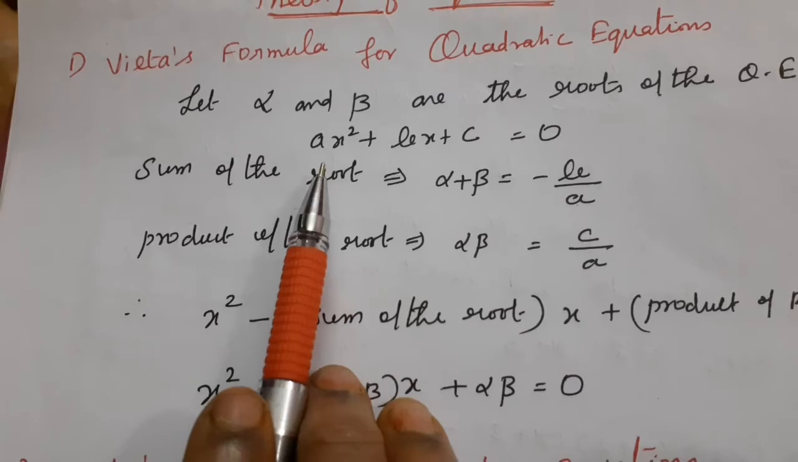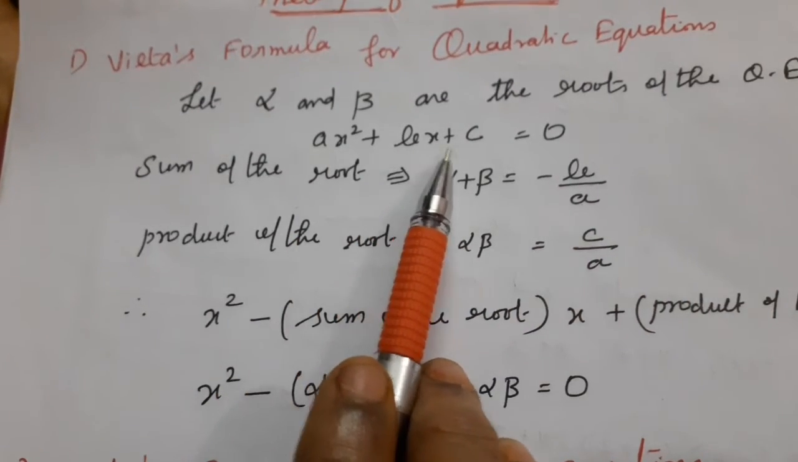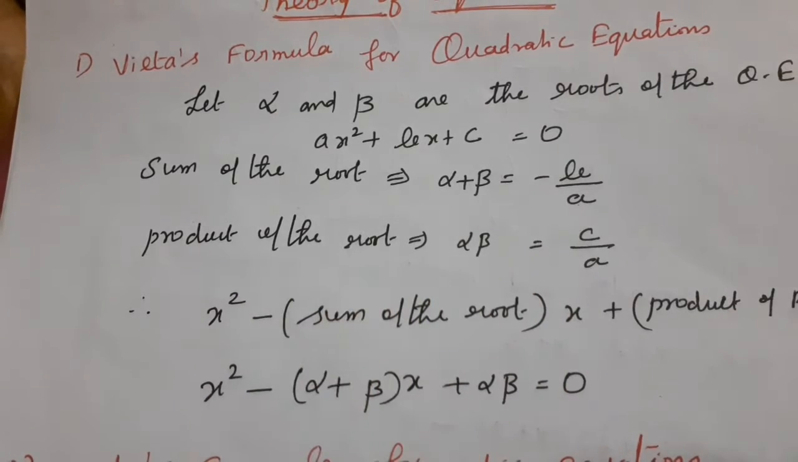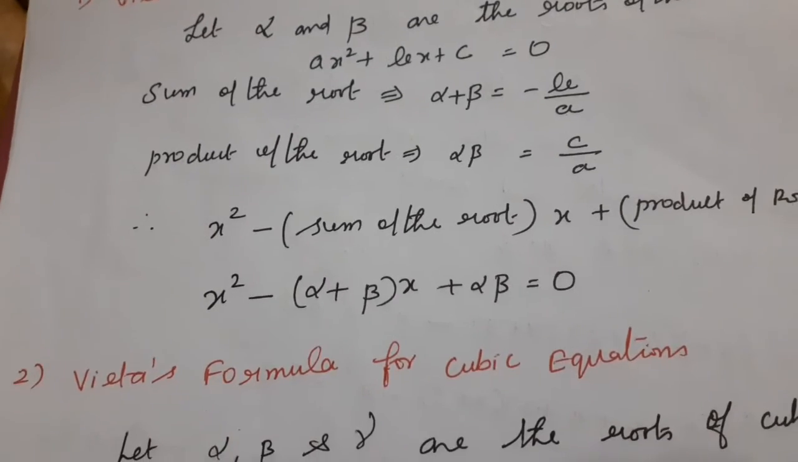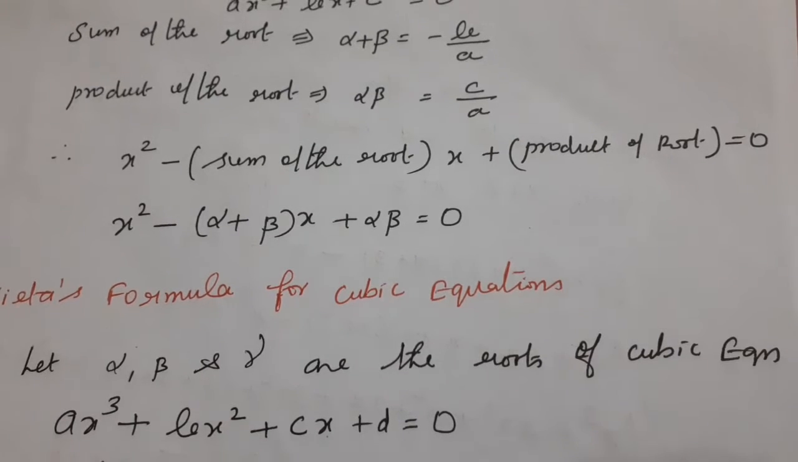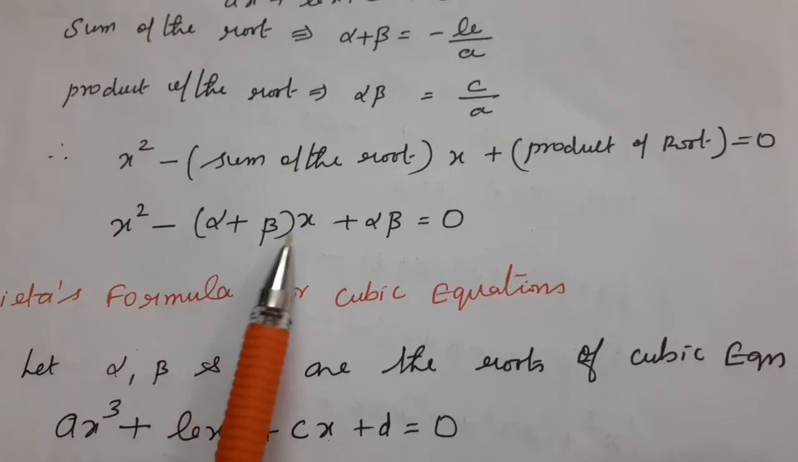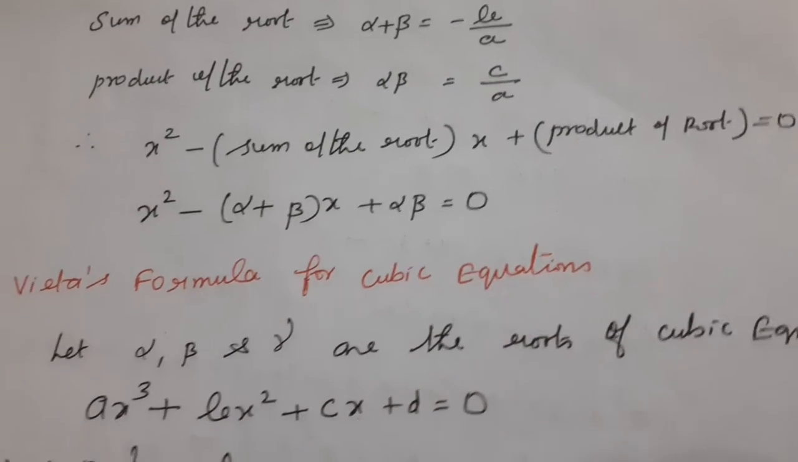let me recall the formula. Alpha and beta are the roots of the quadratic equation ax square plus bx plus c equal to 0. Sum of the roots: alpha plus beta equal to minus b by a. Product of the roots: alpha into beta equal to c by a. That is nothing but x square minus (sum of the roots) into x plus (product of the roots) equal to 0, that is, x square minus (alpha plus beta) into x plus alpha beta equal to 0. This is the formula for the quadratic equation.